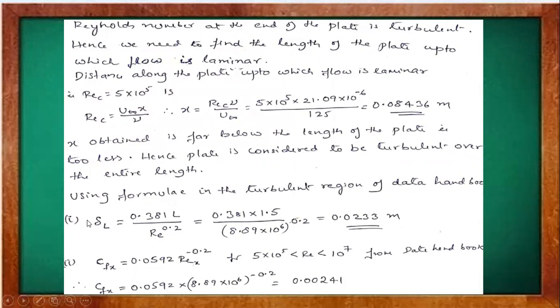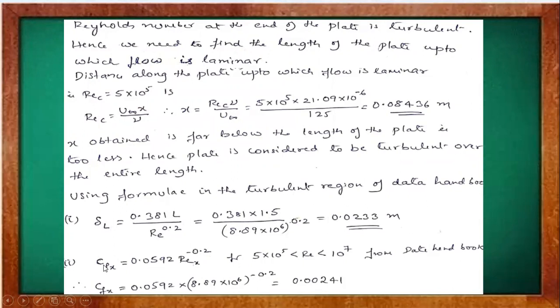Now consider the boundary layer thickness at the end of the plate. It will be equal to 0.381 L divided by Re to the power 0.2. So L is 1.5 meters, Re is 8.89 into 10 power 6, to the power 0.2. So we obtain this as the boundary layer thickness at the plate end.